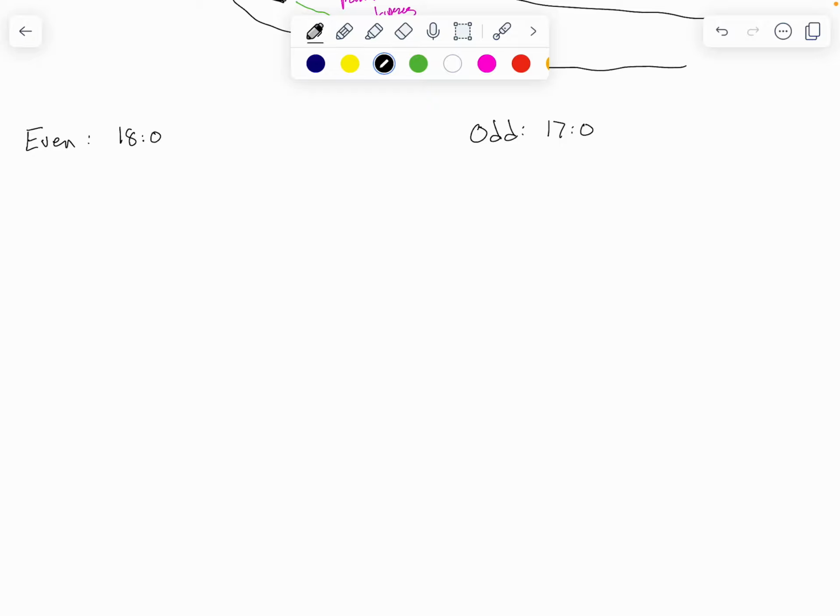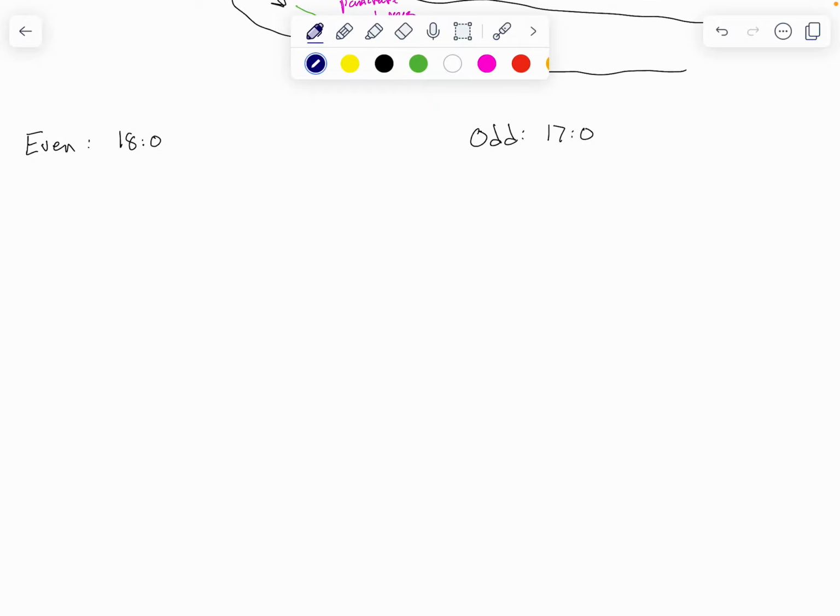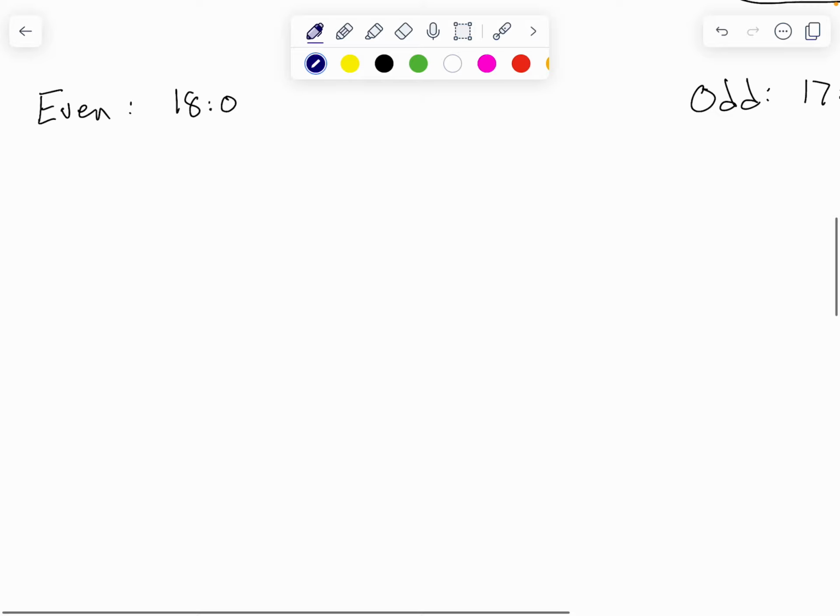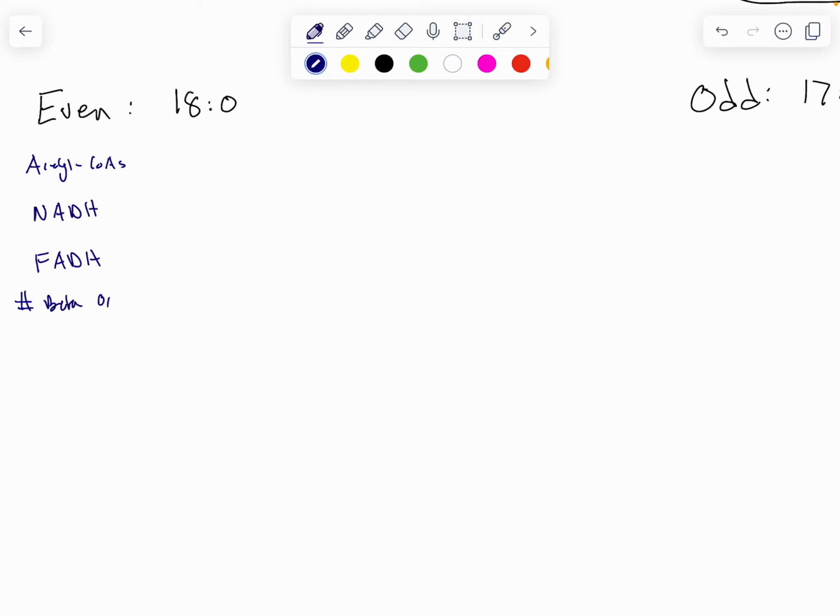If we want to break this down super efficiently, we're going to try and figure out how much energy or ATP we can produce from these different fatty acid chains. With even chain fatty acids, before I get into that, what are we even producing if we break this down? We're going to be producing acetyl-CoAs, NADHs, and FADH2s. And we're also going to be able to figure out the number of beta oxidation cycles. So let's break this down.